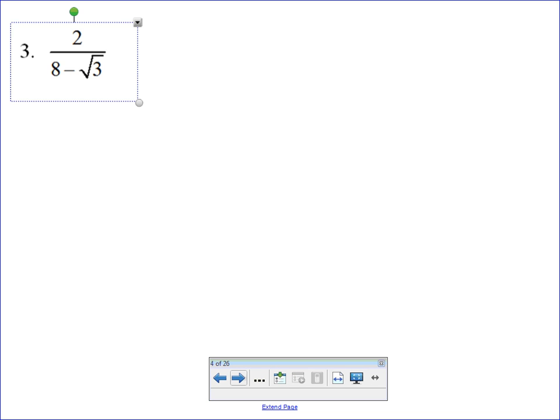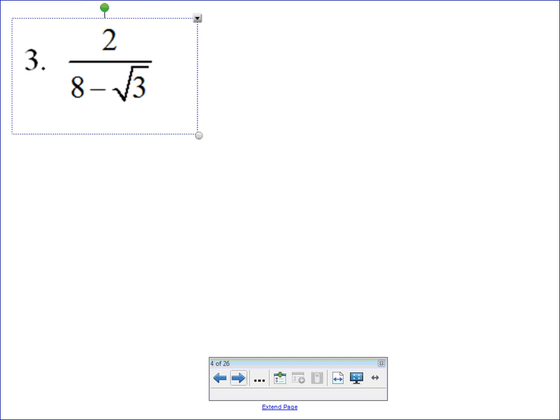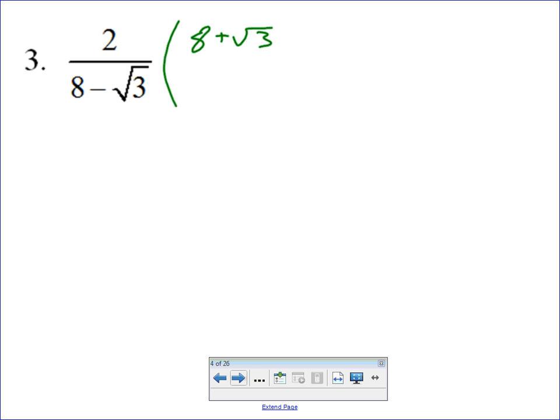All right, number 3 is a little tricky. We can't have a radical in the denominator. But I can't just multiply by the square root of 3 because the square root is being added to a rational number. So the only way to get rid of the radical is to multiply by the conjugate. We multiply the top and bottom by the conjugate. It's the same thing, but instead of minus the square root of 3, it's plus the square root of 3.